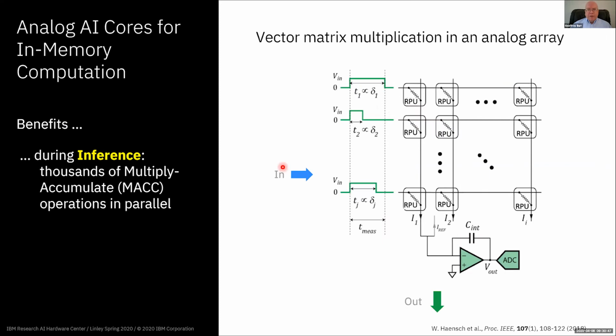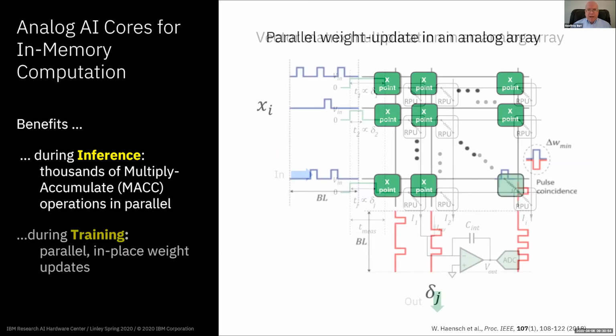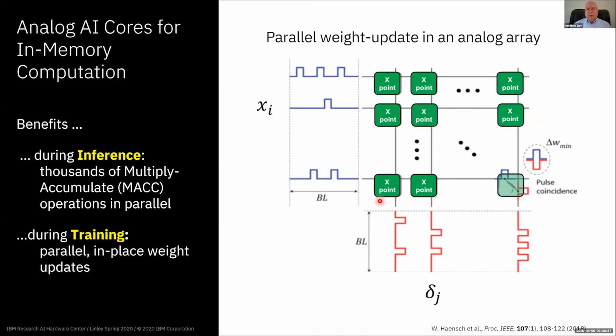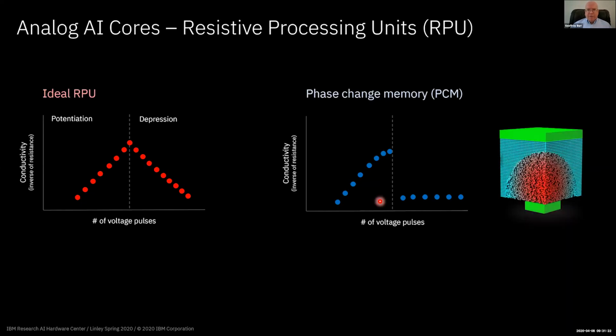So to encapsulate quickly the benefits for inference, you're doing thousands of multiply-accumulate operations in parallel. For training, you get that, and you get the idea of doing parallel, in-place weight updates. Once you have the excitation vector that was used during the forward pass, you have the delta vector that was used during the backward pass, which you can do in place. You basically can operate on the transpose of the matrix in place, and then you can do the weight update in place, entirely parallel across this whole array, provided that you have the right response in this crosspoint device. And I believe that's the next thing we're going to talk about.